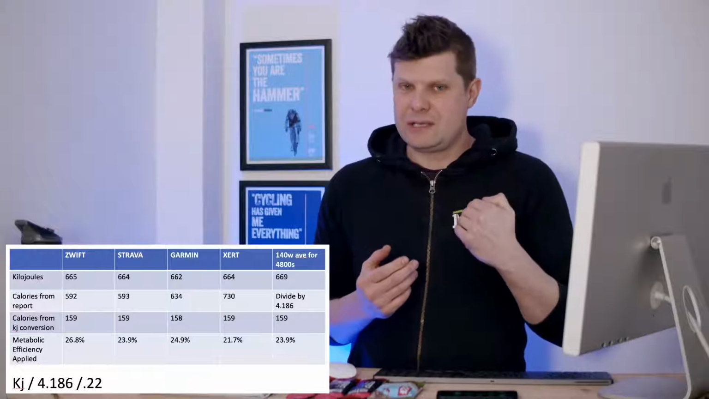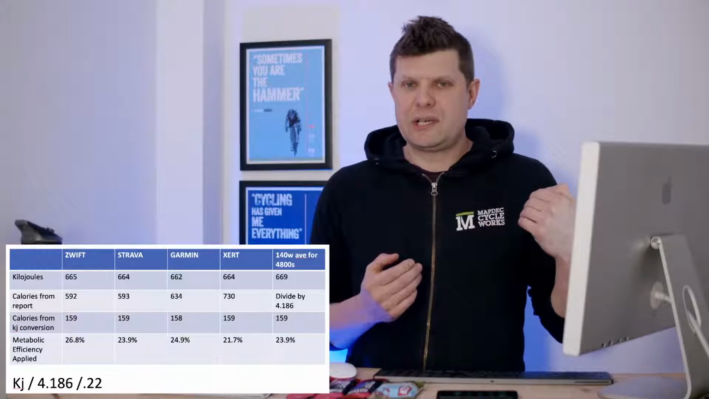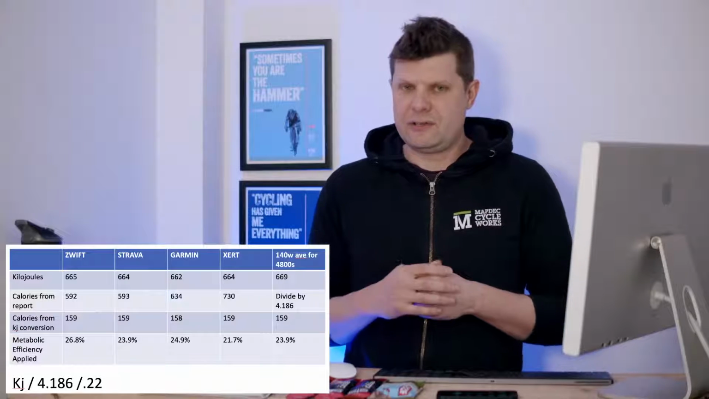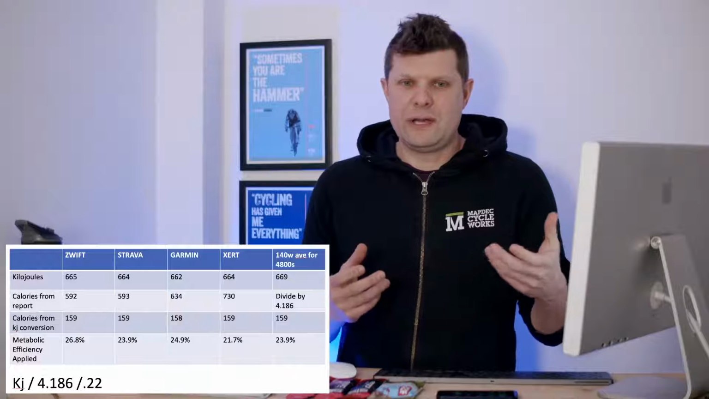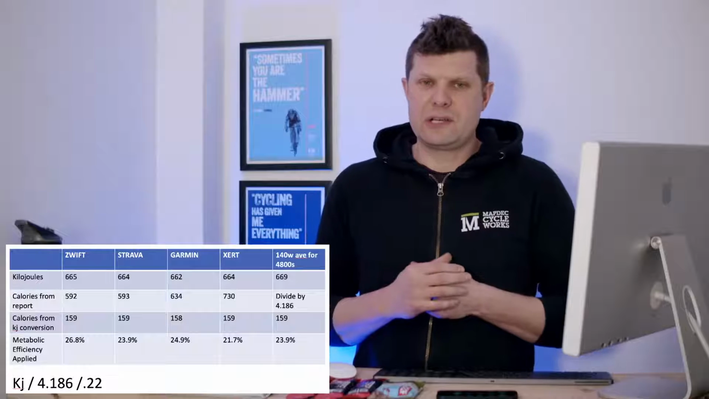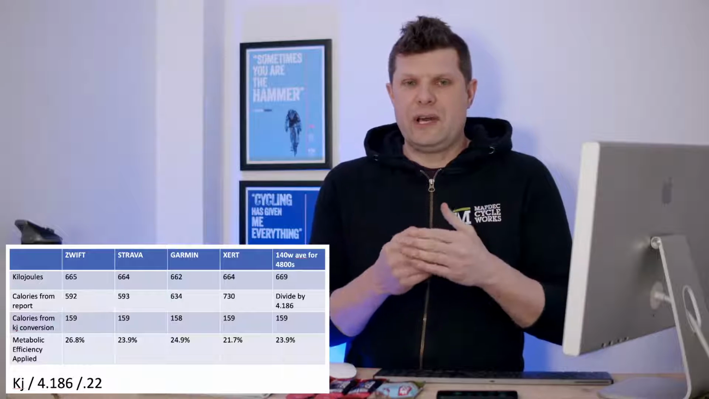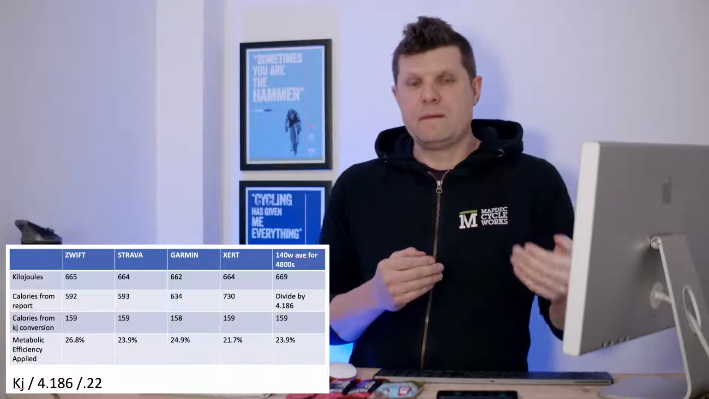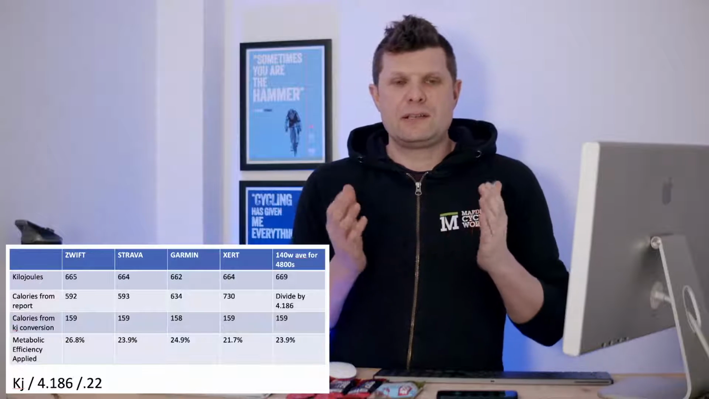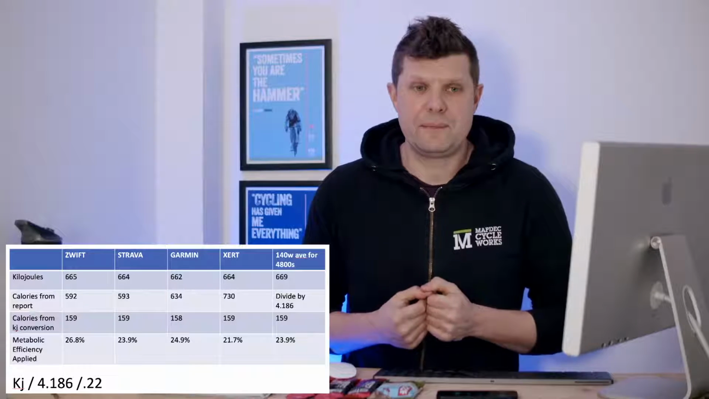And then I've taken the calories that each one of those has reported. Now you'll see that ZWIFT is reporting significantly fewer calories than XERT. On that end column there, I've taken the normalized power, applied that equation we talked about earlier, 4.186, and come up with a calorie conversion, just to see where it all ends up. After that, I've taken that calorie report, converted it into kilojoules by dividing it by 4.186, and then looked at the percentages of metabolic efficiency that these various platforms are giving out.